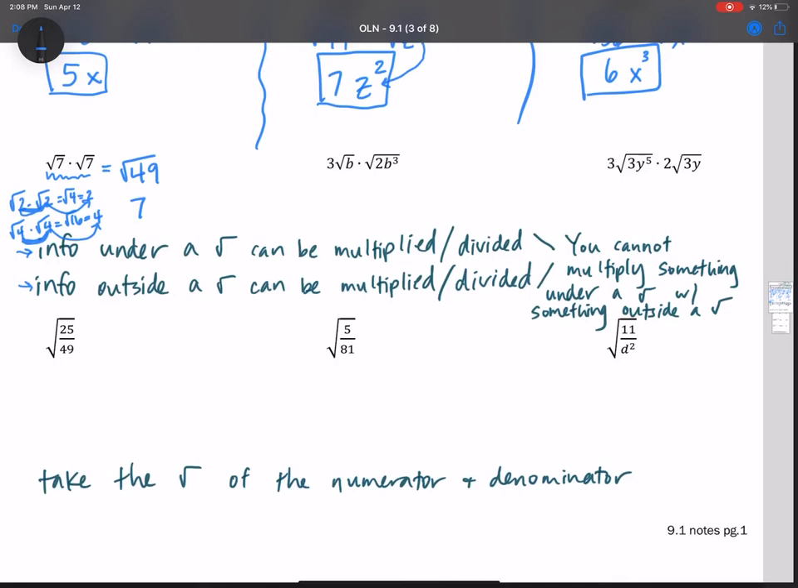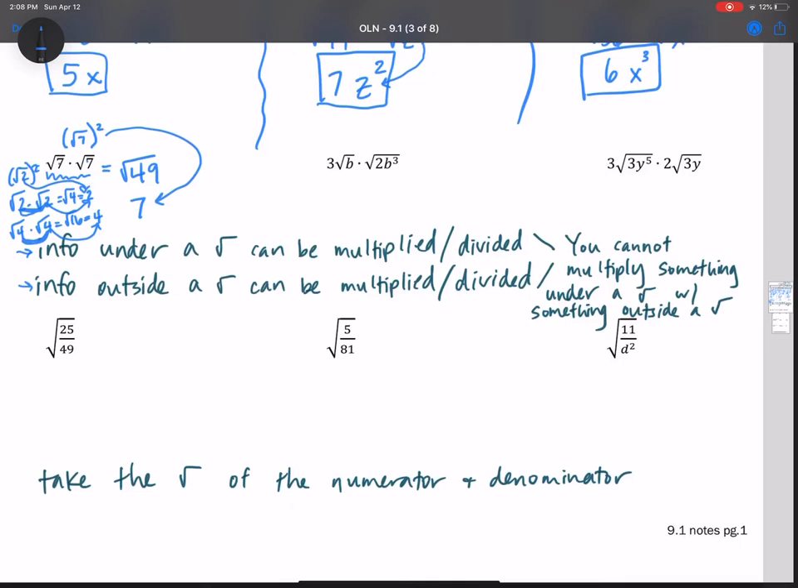Why is that the case? Because you have two of the exact same things. So you can really just write it as the square root of 7 squared, and a square root and a squared cancel each other out. So that is really that thing right there. Same thing here, square root of 2 squared. The squared cancels out the square root, so that's why it's just 2, and so on and so on.